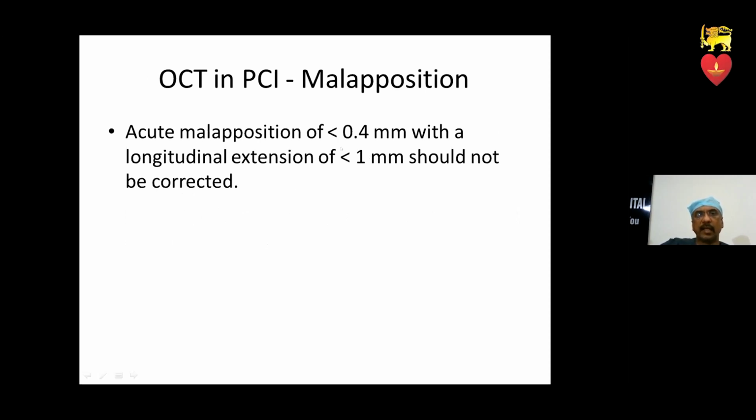Malapposition in PCI. OCT is very sensitive for malapposition. If you have a malapposition of more than 400 microns and more than 1 millimeter in length, one should look to correct it if it's anatomically feasible. If there's an acute malapposition of less than 400 microns, for a longitudinal length of less than 1 millimeter, one would be happy to leave this alone, as neoendothelialization does occur.